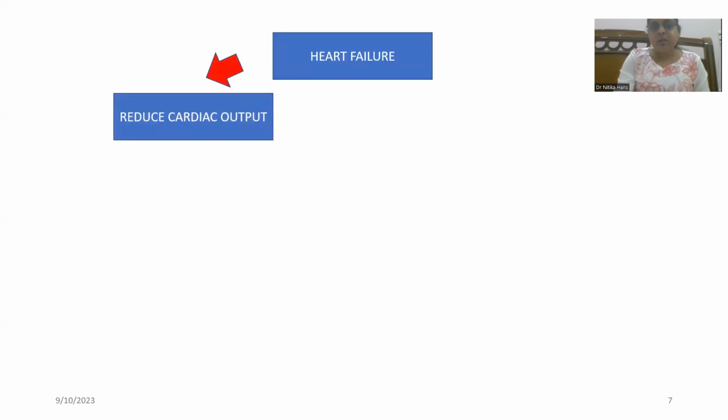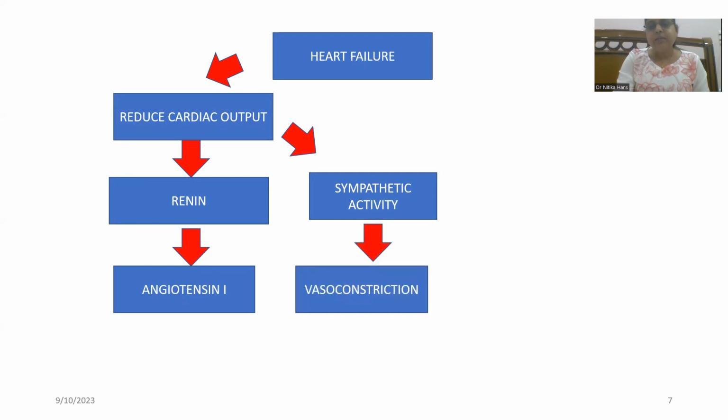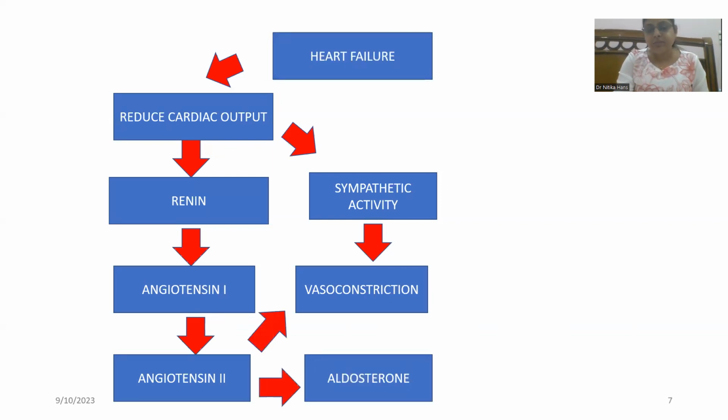Now, what is heart failure? It is the reduced cardiac output. Reduced cardiac output means there will be release of renin and stimulation of sympathetic overactivity. When renin is released, angiotensinogen gets converted to angiotensin 1. When sympathetic activity increases, beta 1 and alpha 1 receptors are stimulated, which leads to vasoconstriction. Angiotensin 1 gets converted to angiotensin 2 with the help of angiotensin converting enzyme.